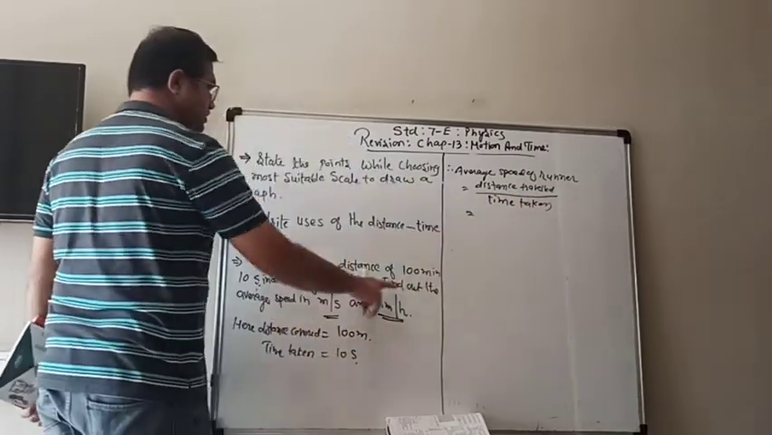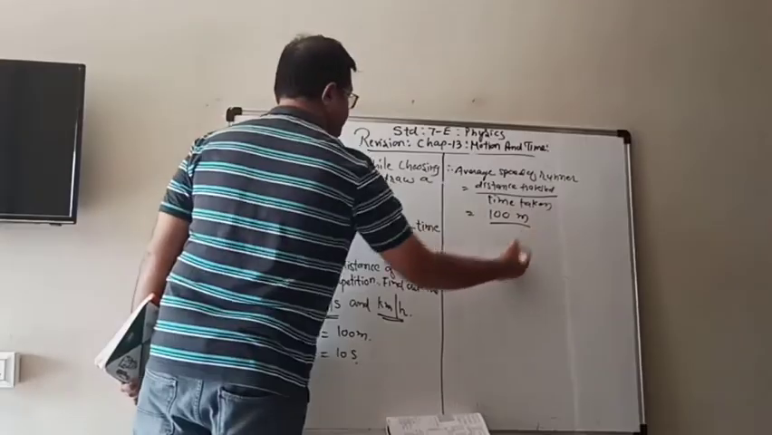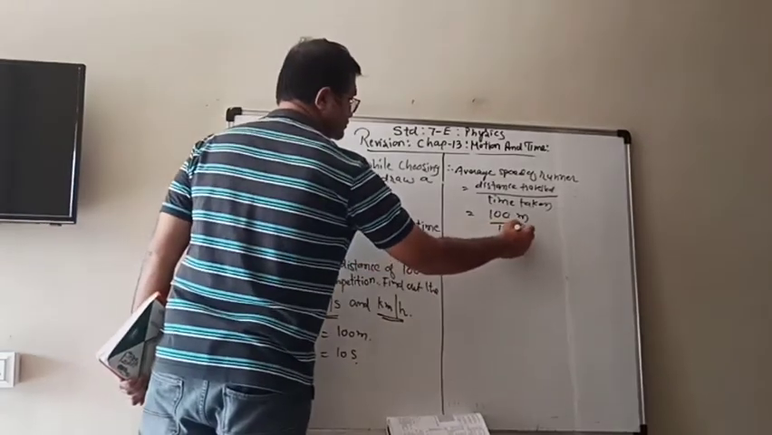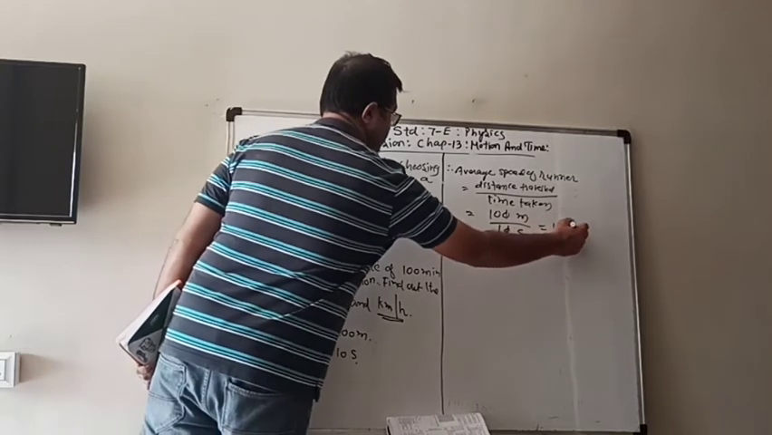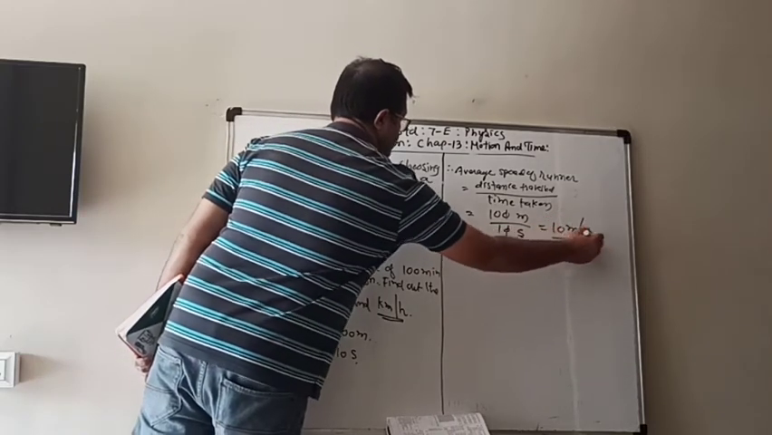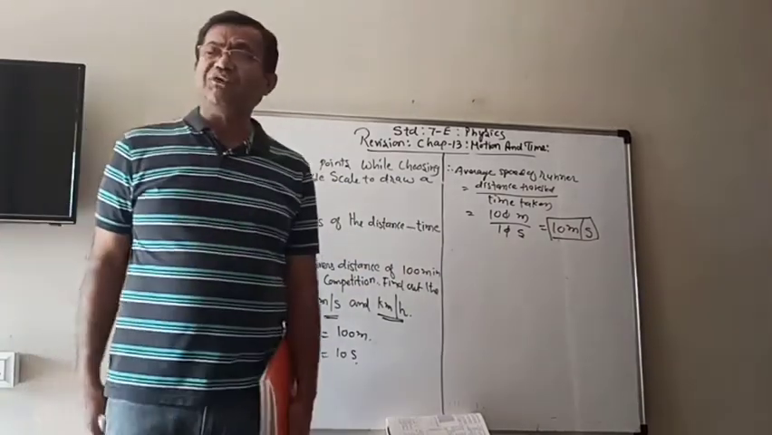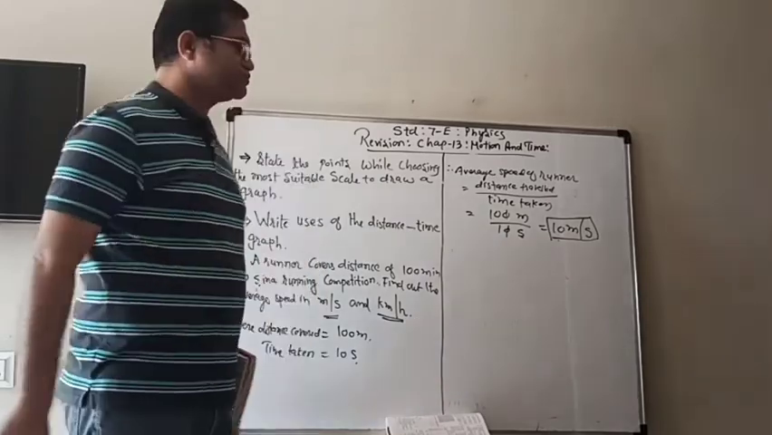So he covered the distance of 100 meter. So 100 meter divided by 10 seconds. Zeros are cancelled. So his average speed is 10 meter per second. But now we have to find that in kilometer per hour also.